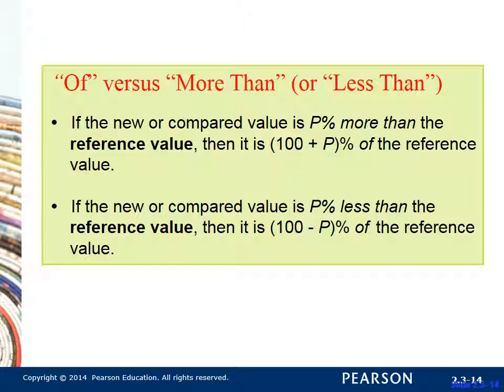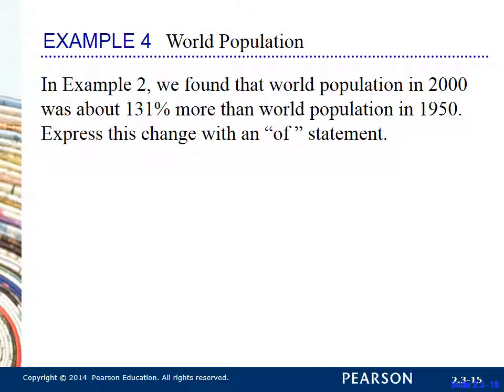So be careful if you see the phrase p% more than, then I add it to 100 to get a number bigger. If I have p% less than the number, I'll subtract it from 100 to get a number that's smaller than my reference number. So always remember, if I am over 100, I'm going to be more than the reference. If I'm less than 100, I'll be less than the reference value.